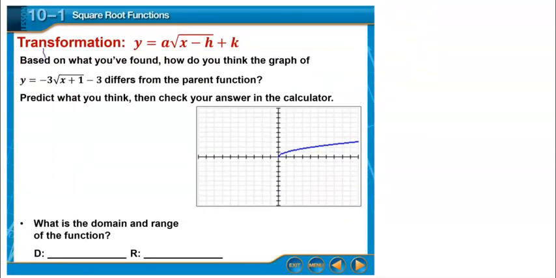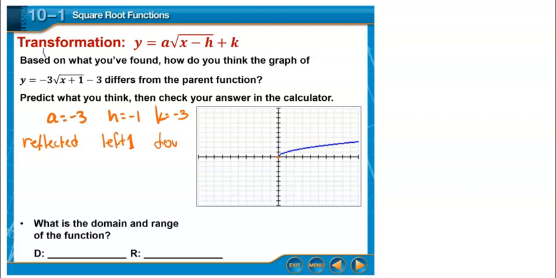So now here's a full transformation one that we're going to play with. We want to see how this differs. So a, again, is stretch and compressed. So a equals negative 3. H equals negative 1. K equals negative 3. So this one is reflected. H is negative 1, means it goes to the left 1. And we always drag this initial point here. So this is to the left 1. And then k negative 3 means it goes down 3. So the graph of this will look like this.